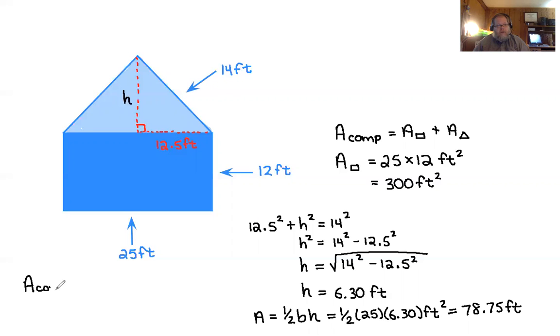Area of the composite figure is equal to 300 plus 78.75, which is a very simple calculation. And so we finally see that the area of the composite figure is 378.75 feet squared. And there we go. We have the area of this new composite figure.